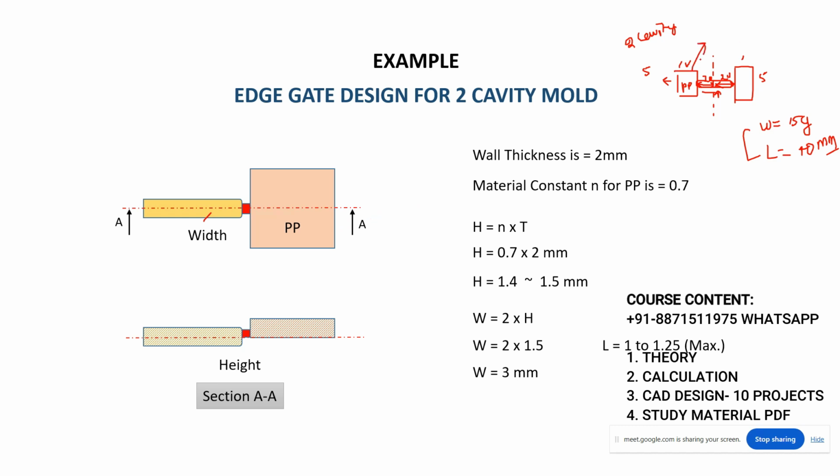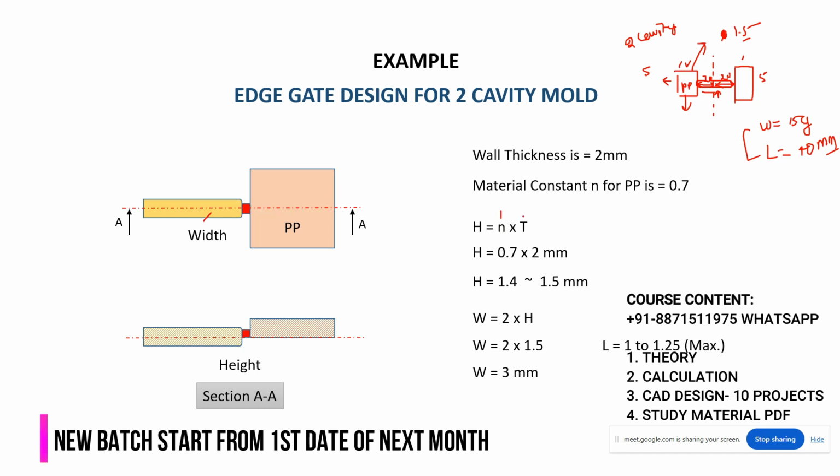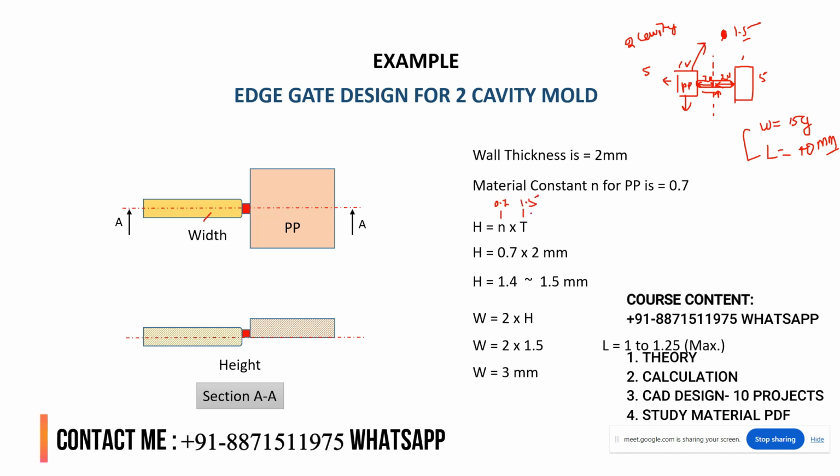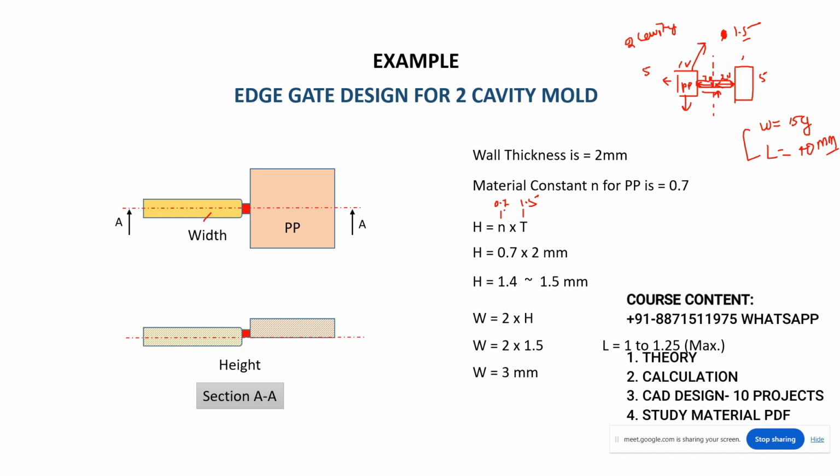Now you know that the average wall thickness is about 1.5, and you know the material is PP, so the factor will be 0.7. T will be 1.5 multiplied by this, so what will you get? 1.5 multiplied by 0.7, how much will you get? 1.05. Confirm? Confirm. Okay.